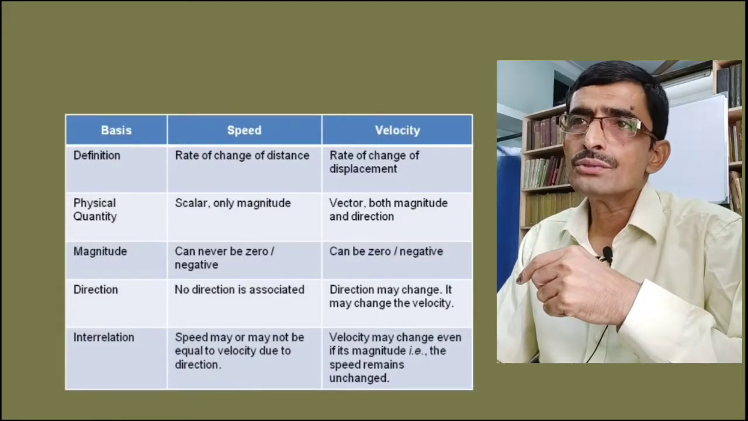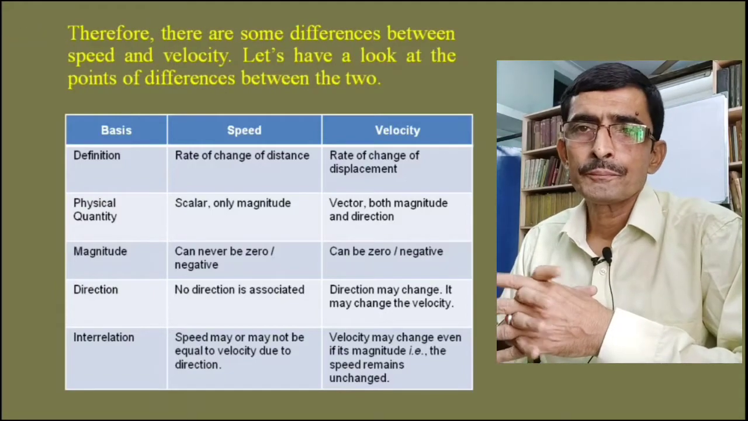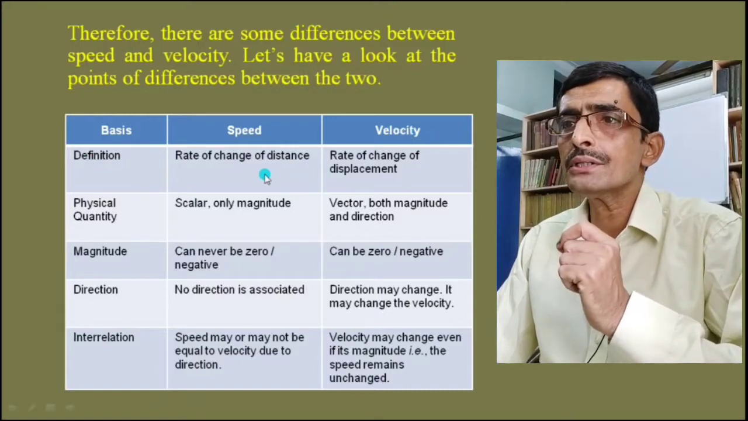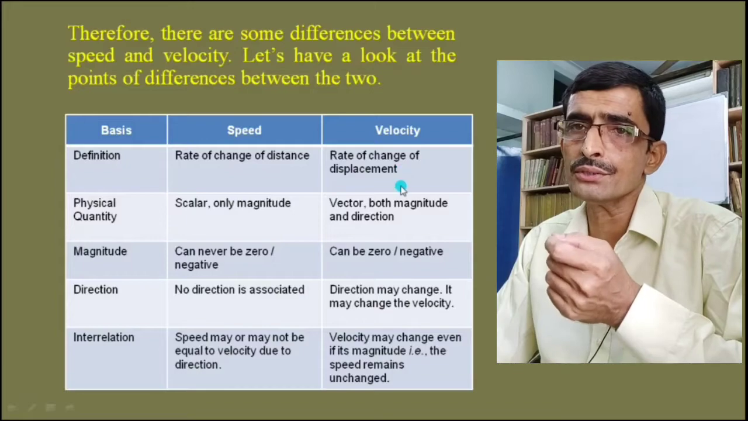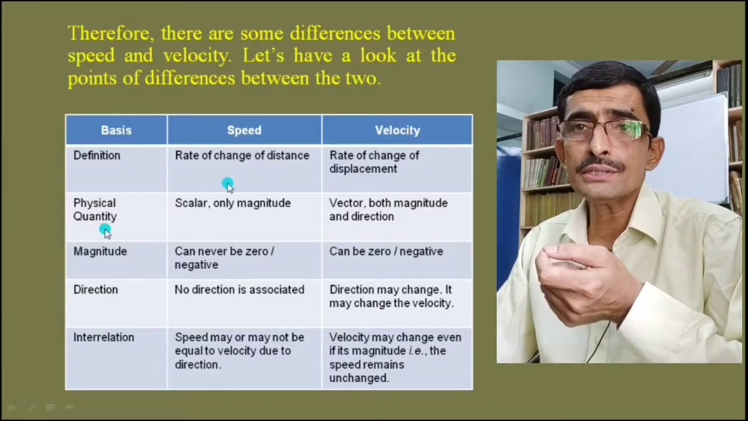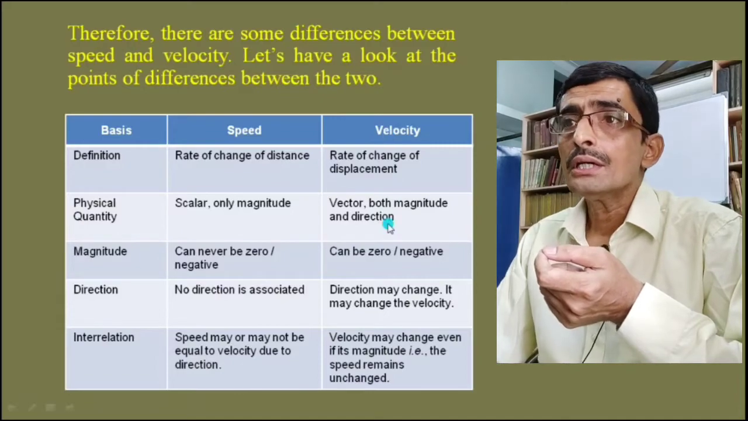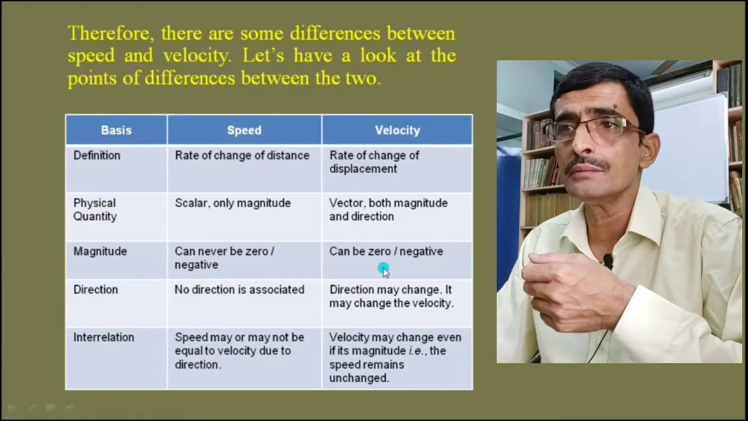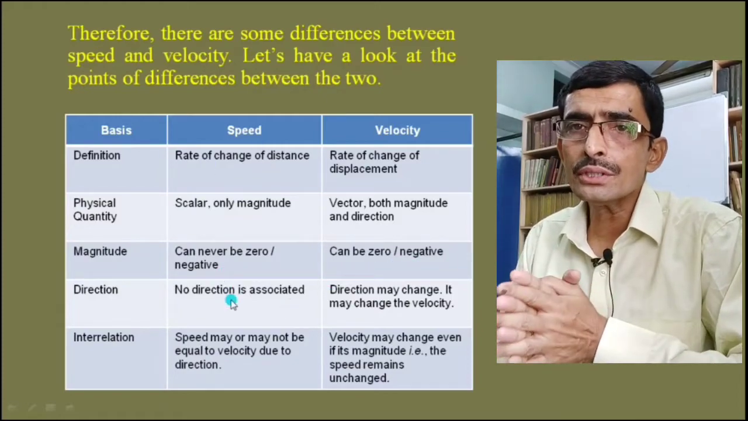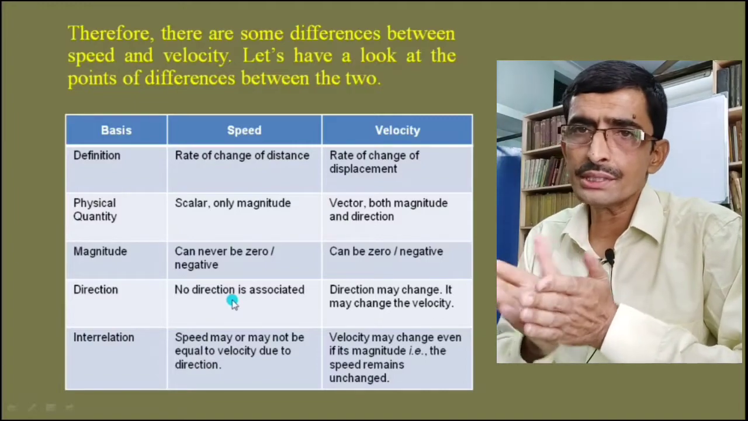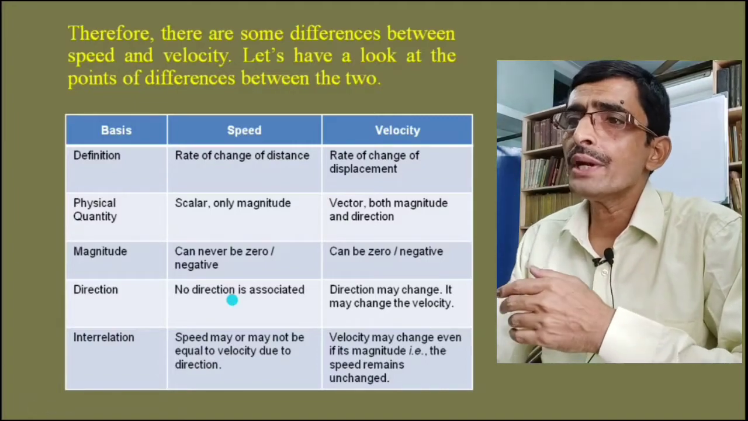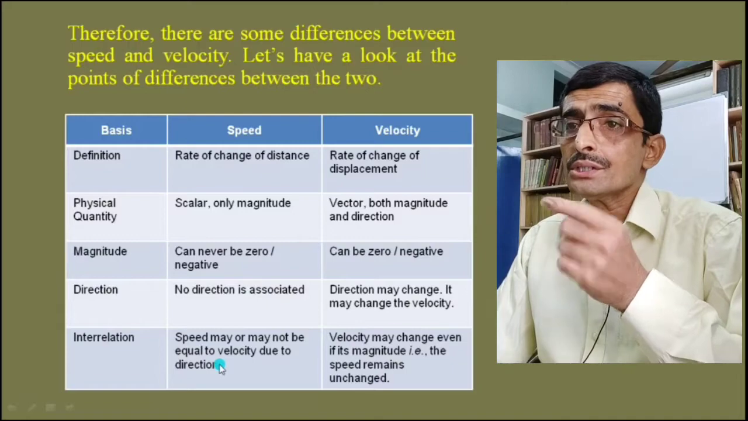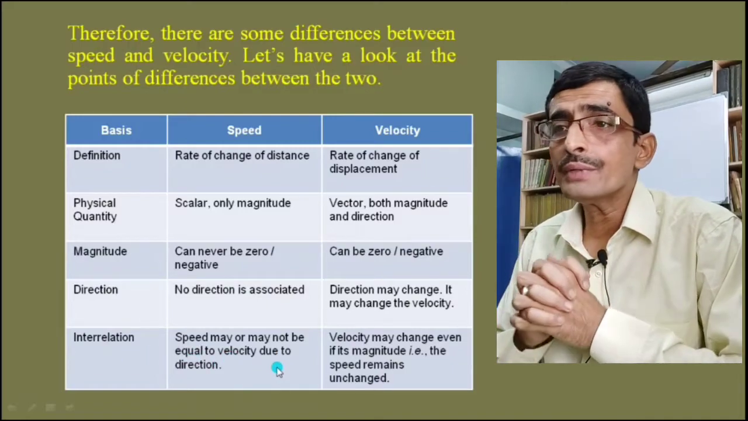Now we will try to differentiate between speed and velocity. By definition, speed is the rate of change of distance, and velocity is the rate of change of displacement. Physical quantity: speed is a scalar quantity, velocity is a vector quantity. Magnitude: speed can never be 0 or negative, but velocity can be 0 or negative. Direction: speed does not need any direction, that's why no direction is associated with the definition of speed, but direction is associated with velocity. And interrelation, the last point: speed may or may not be equal to velocity due to direction.